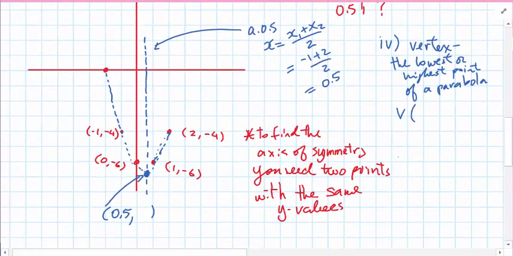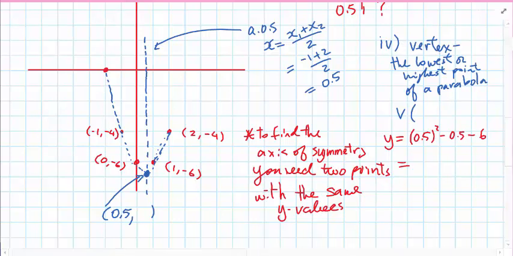Yeah, all I do is here. I will do it here though. I'm not going to do it there. So y equals 0.5 squared minus 0.5 minus 6, right? And so that gives you, I don't know, work it out. It gives you something like negative 6.25. Okay, so notice that it actually goes down a little bit lower. So this is 0.5 and negative 6.25. So therefore, the vertex is going to be 0.5 and negative 6.25.